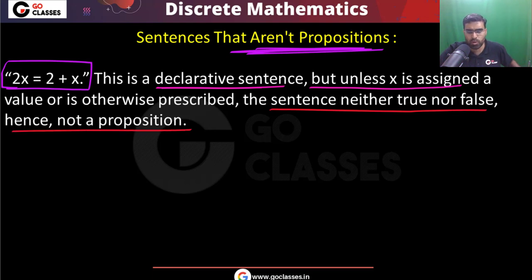So this is not a proposition, because whether it is true or false will depend on this variable x, and you can easily see this is a free variable. You can replace it with any integer. Depending on the value of x, it will be true or false. Right now we do not know the value of x, so this is neither true nor false. We cannot say it is true, we cannot say it is false. That will depend on the value of x. So this is not a proposition.